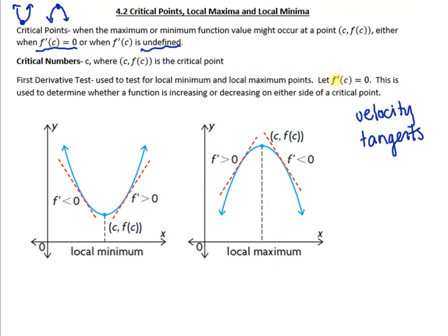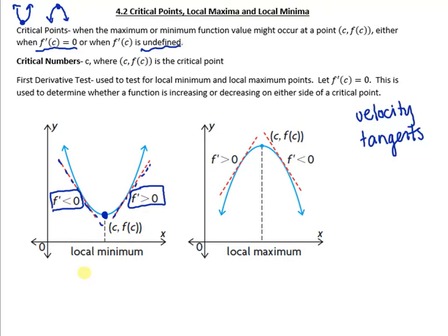So let the derivative of f at c equal 0. This is used to determine whether a function is increasing or decreasing on either side of that critical point. If we have a parabola like this, we have a local minimum. If the first derivative is less than 0, as you can see here, then we're going to be decreasing. If the first derivative, so the velocity, is greater than 0, we're going to be increasing.